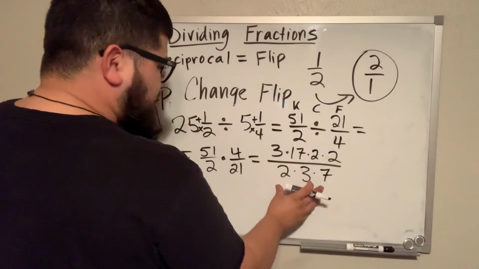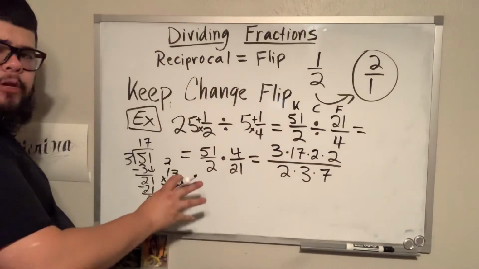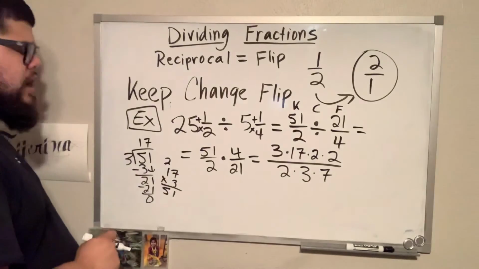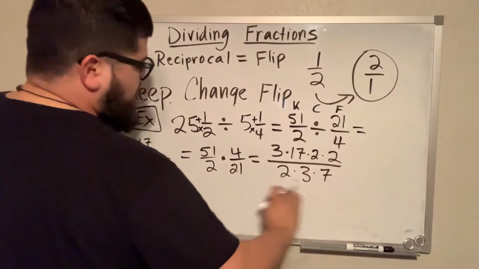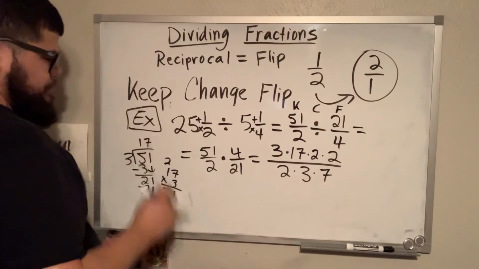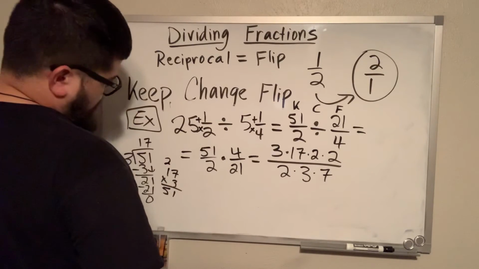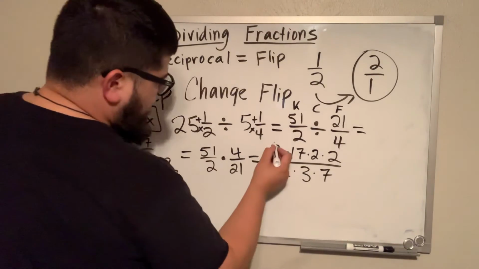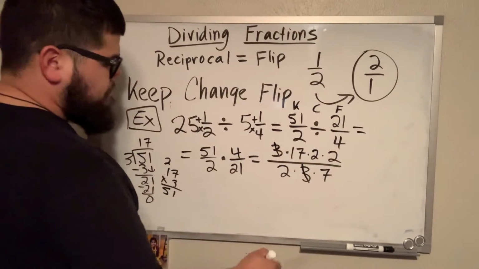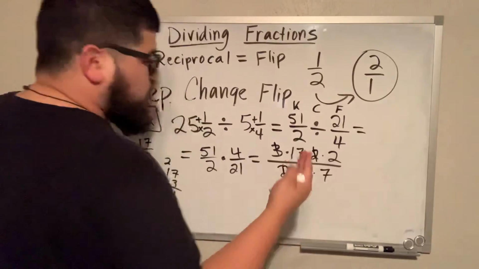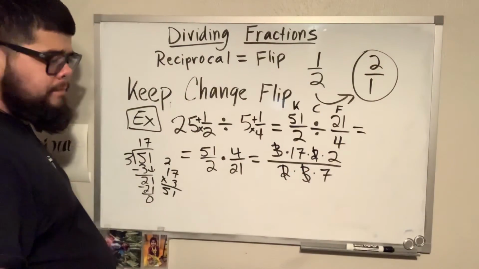Now, at this point, we prime factored everything that we could, right? And so we need to figure out, okay, what's in the numerator that's also in the denominator? 3, right? 3 divided by 3 is 1. So we don't have to worry about him anymore. 2 divided by 2 is also 1. We don't have to worry about him anymore.